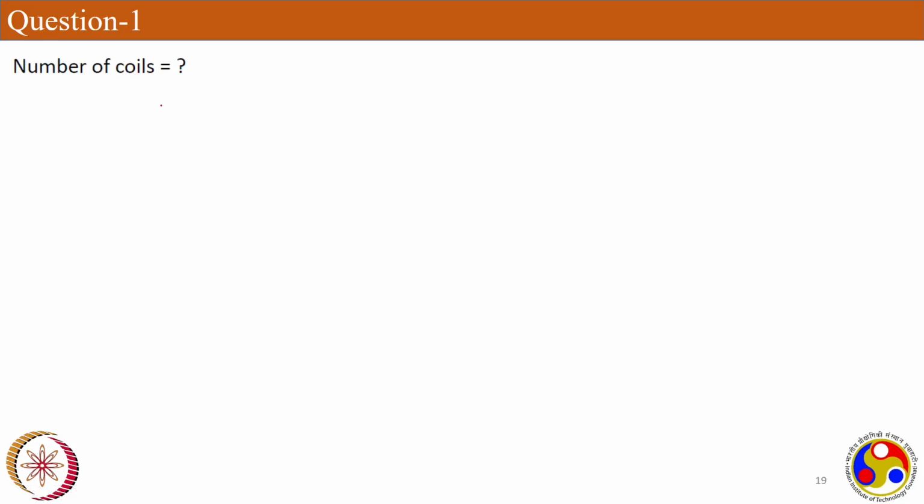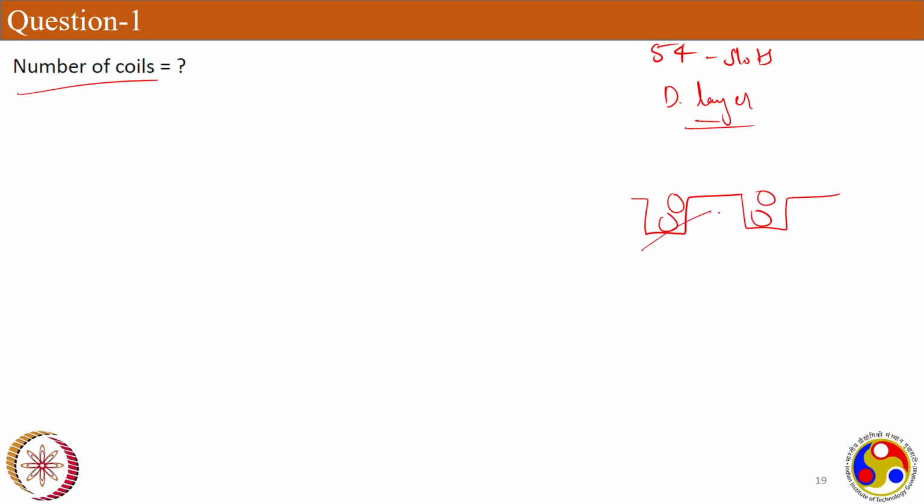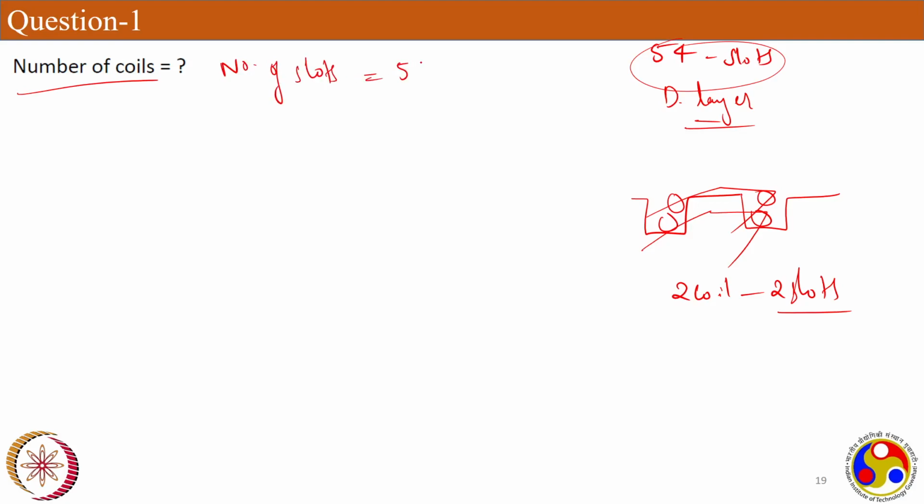Now the number of coils. How many coils are there here? We have the slot information: 54 slots, and we already know it's a double layer winding. If it's a double layer winding, two slots will accommodate two coils, so the number of slots will be equal to the number of coils. So the number of coils equals the number of slots, which is 54.